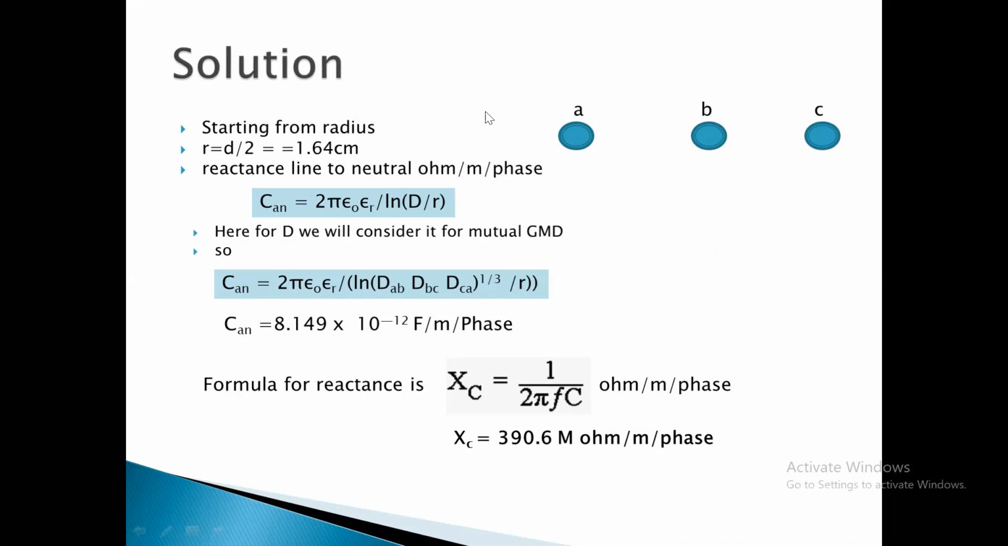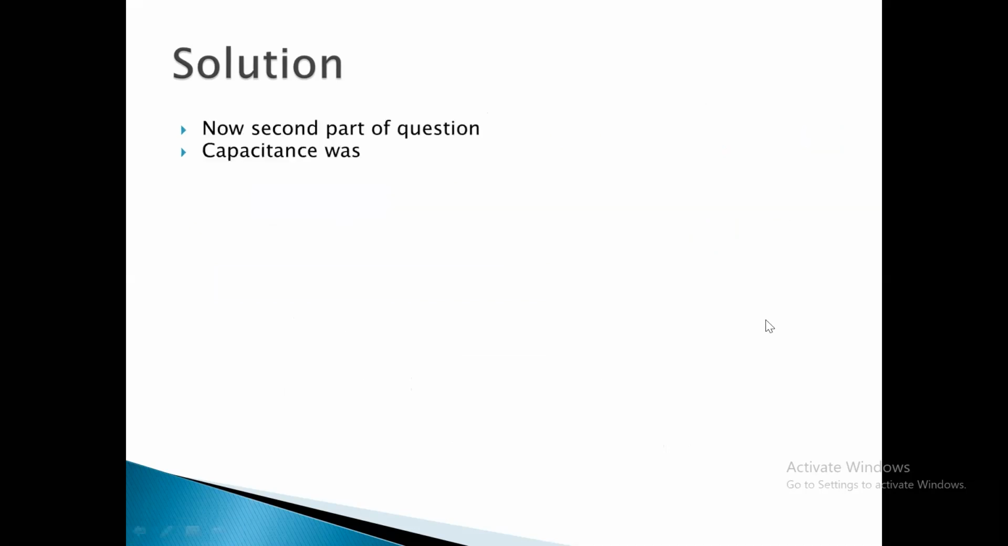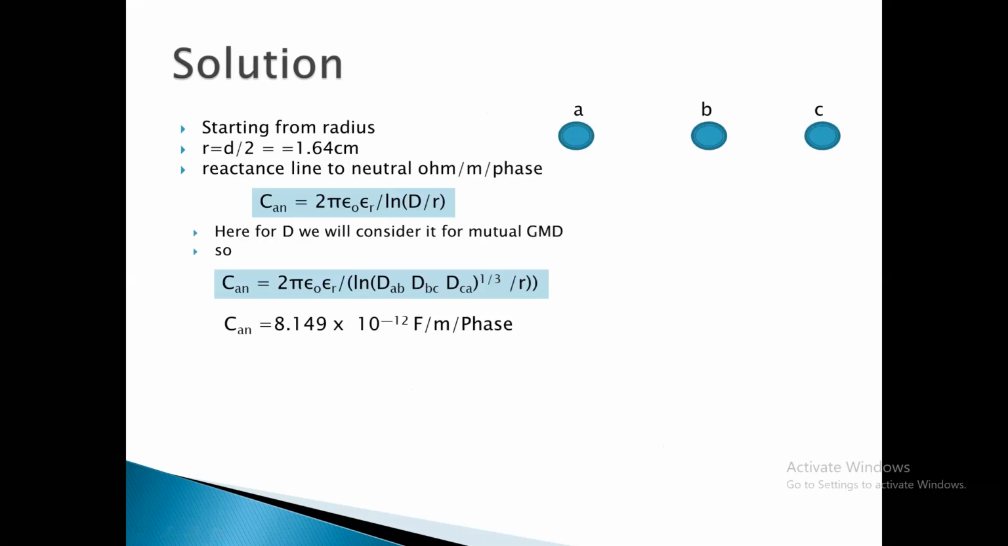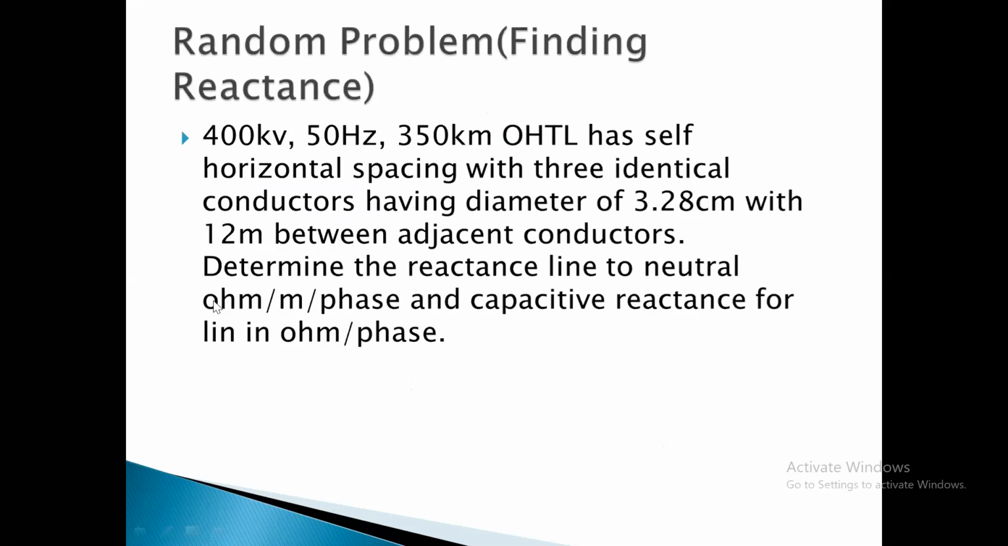So we are moving forward. Now, the second part of the question. In the first part of the question, we determined the reactance line to neutral, in ohm per meter per phase. Now the second part of the question is the capacitive reactance for the line, for one line, in ohm per phase.